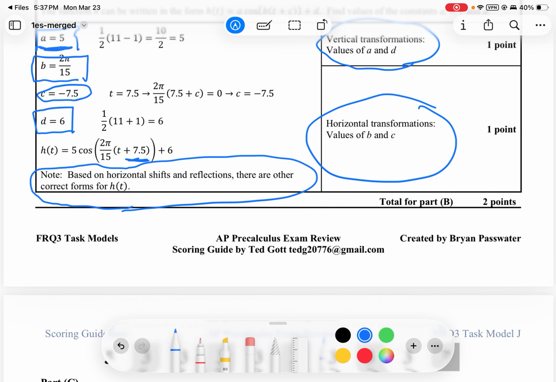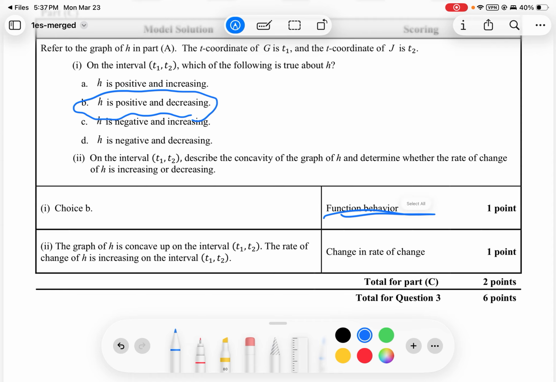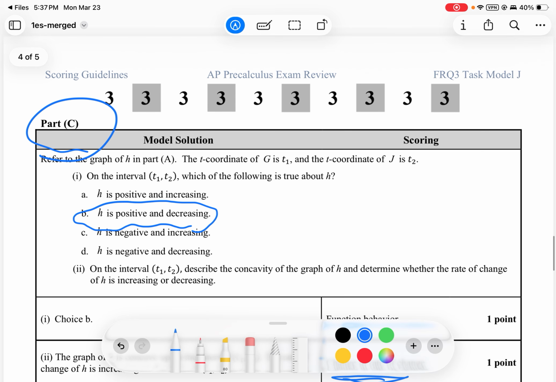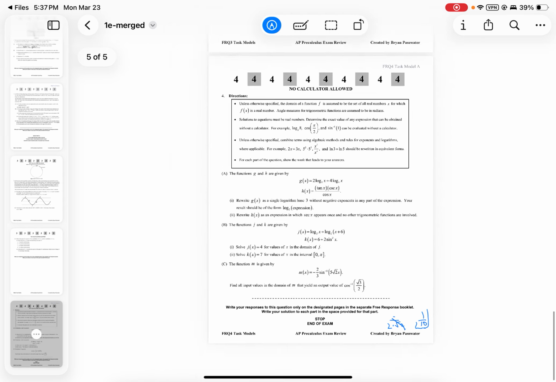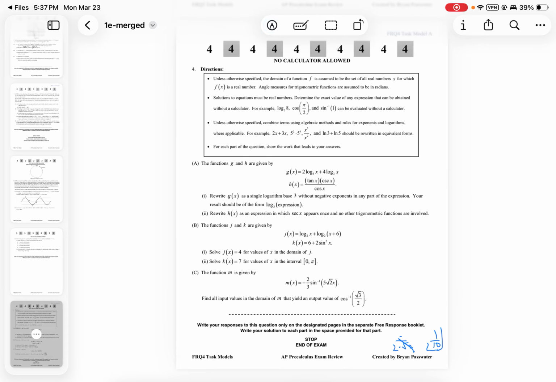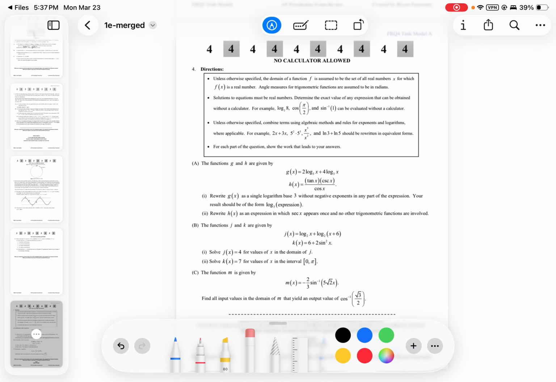All right, this one is easy. It says answer choice B. If you got it right, you got it right. And the graph of H is concave up. The rate of change is increasing. These are easy. Everyone should focus on getting these 2 points. Those are 2 free points, essentially. All right. Now let's go to FRQ 4. I'm kind of nervous because these are difficult. But let's see what we can do here.